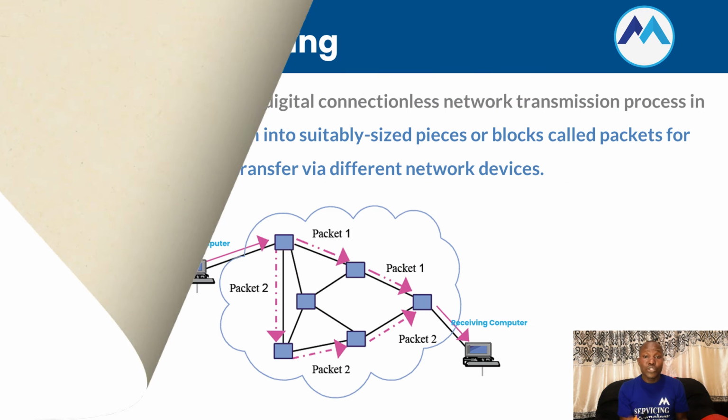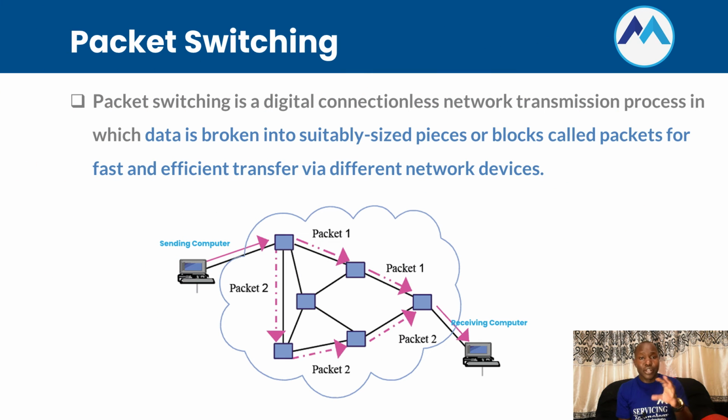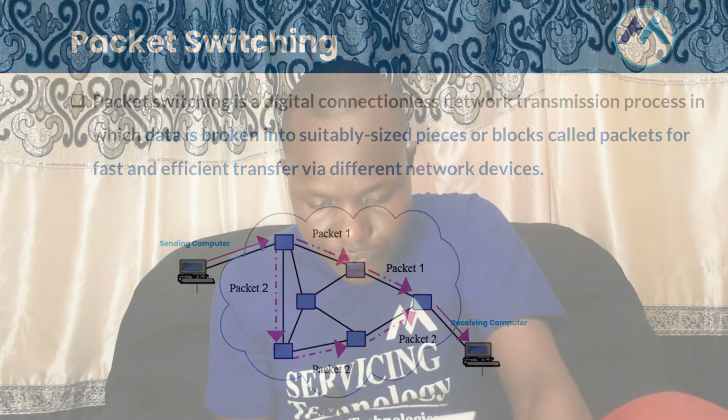Then, packet switching is a digital connectionless network transmission process in which data is broken into suitably sized pieces or blocks called packets for fast and efficient transfer via different network devices. See the diagram below for the illustration where data from the sending computer is broken down into several packets while in transit before reaching its destination, that's the receiving computer.